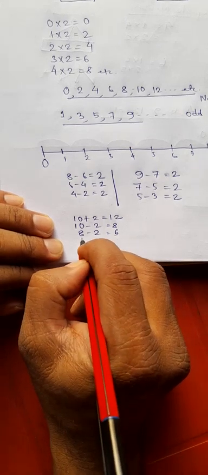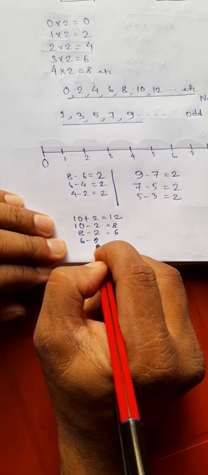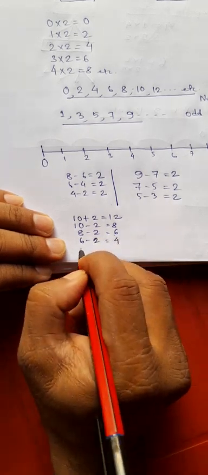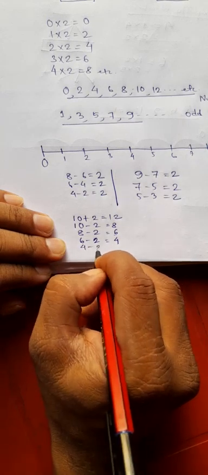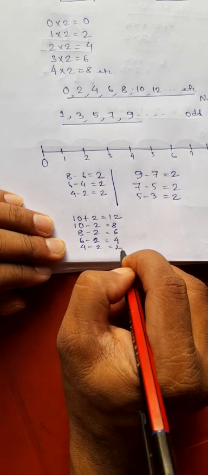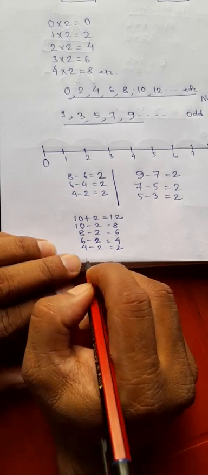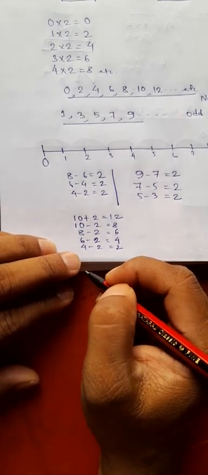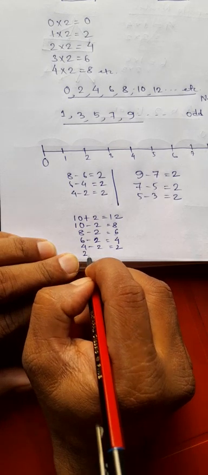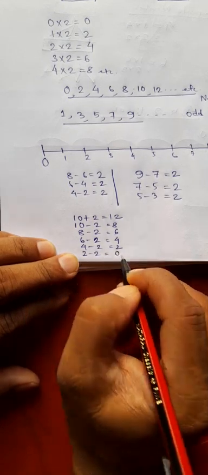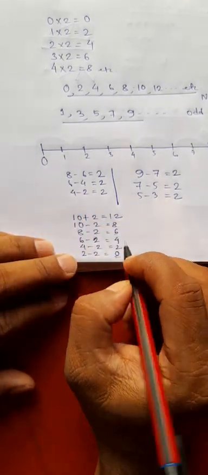What is the even number before 6? 6 minus 2 equal to 4. What is the even number before 4? 4 minus 2 equal to 2. Now what is the even number before 2? Can we find the predecessor of 2 which is even? Let us subtract 2 from 2. 2 minus 2 is 0. This is a whole number. That means 0 is a whole number.